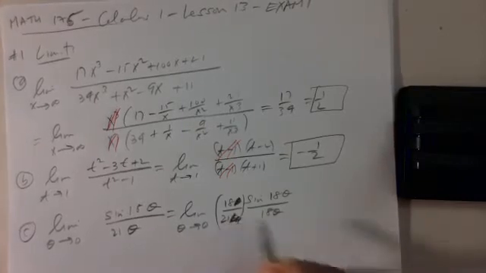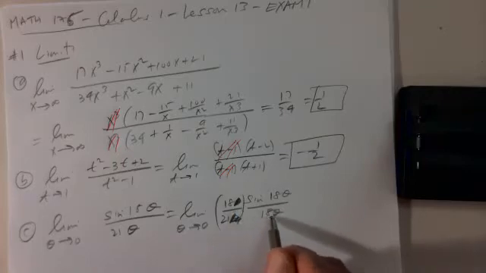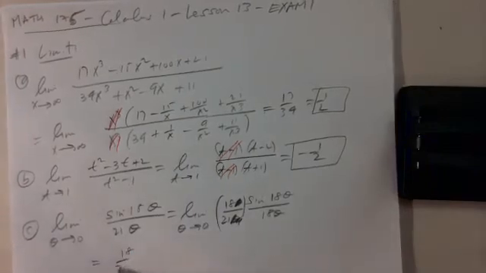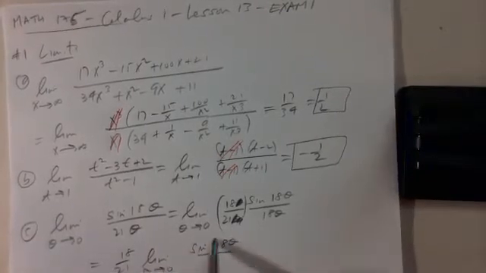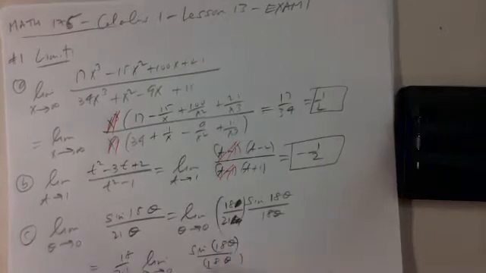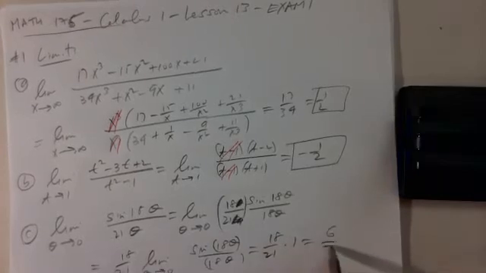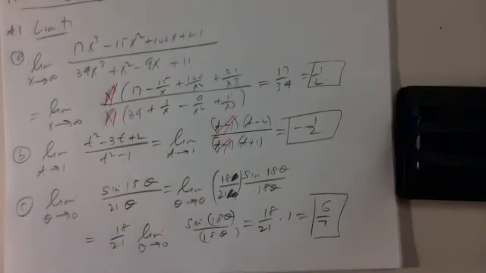18 over 21 times 1 over 18 is 1 over 21. This is a constant. I can take this outside. 18 over 21 times the limit as theta goes to 0 of sine of 18 theta over 18 theta. This limit is 1. So this is 6 over 7. That's the answer.